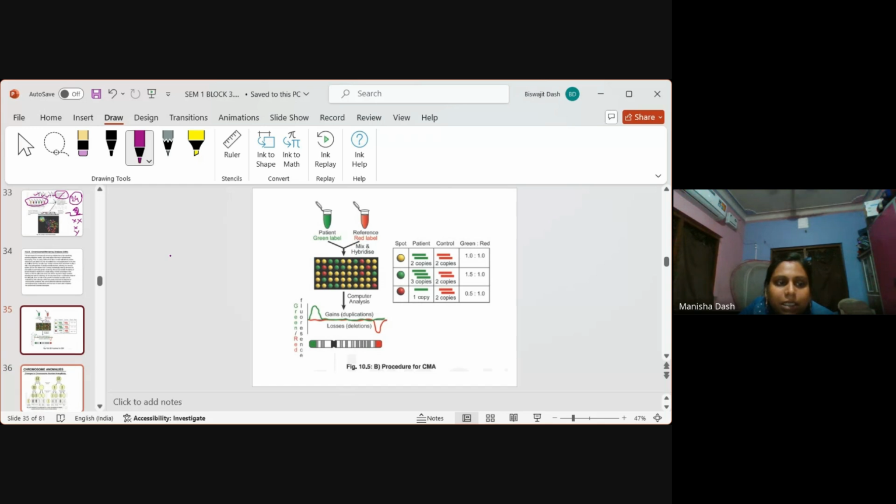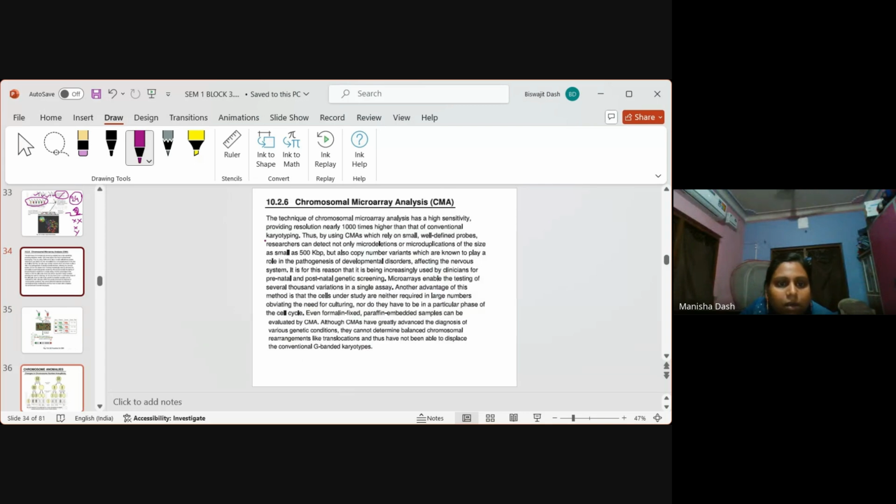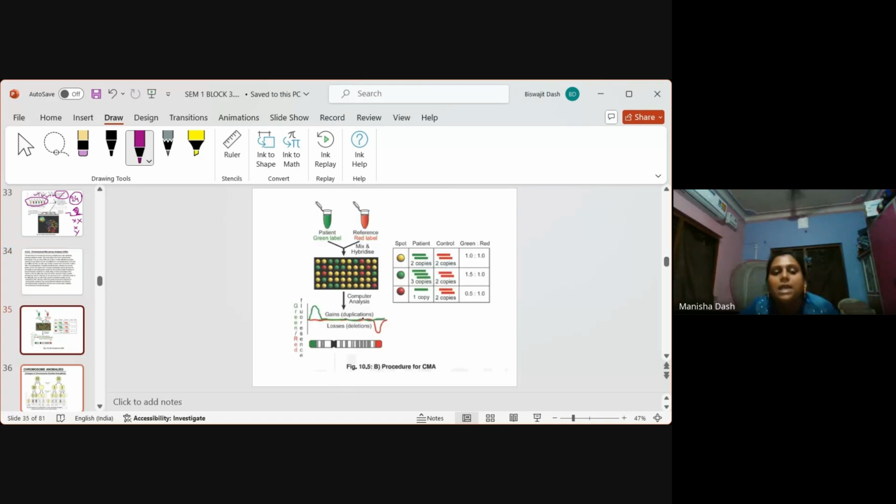Now, there is another technique called CMA, that is chromosomal microarray analysis. This is also a technique used to predict if there is any kind of structural aberration in the chromosome. As you can observe here, this is how the microarray analysis chip looks. You can observe there are three different colors: one is yellow, the other is green, and the third is red.